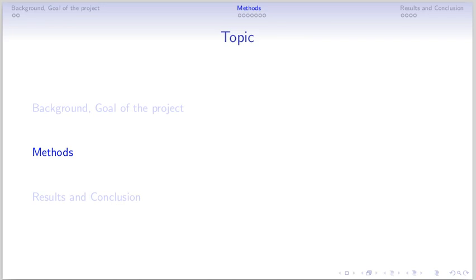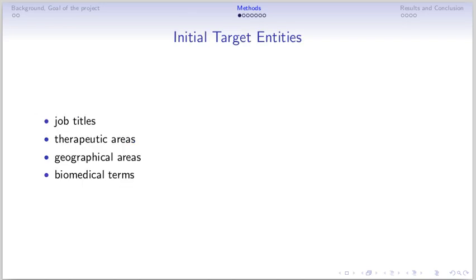Now we look at the methods. We are interested in different types of entities, like job titles, therapeutic areas, geographical areas, but also biomedical terms more in general. Since we are working with a pharma company, they might be specifically interested in people who have worked with specific targets, specific diseases or drugs. We can capture biomedical terms efficiently with a pipeline that my group has developed in the past few years that has been described in other presentations at this conference.